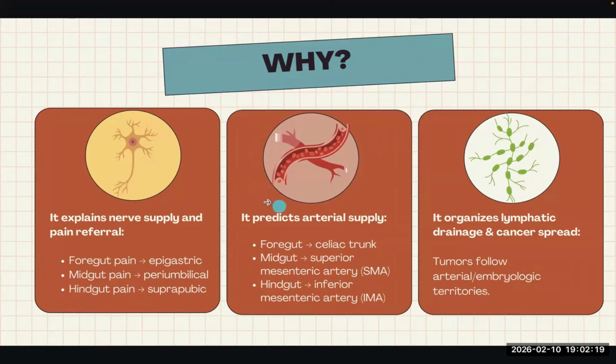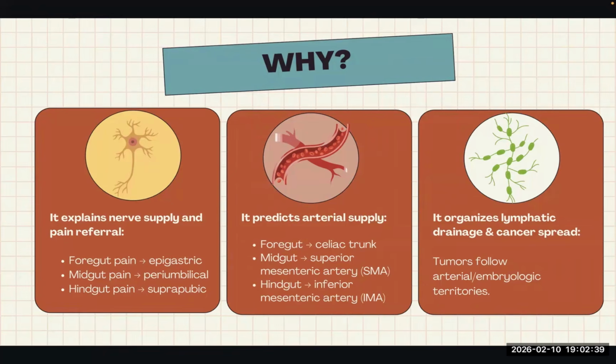If you look also, we have the arterial supply. It's going to help us predict what organs are supplied by what artery. So let's say that the celiac trunk is damaged. What organs are going to be damaged? Well, we're probably going to be thinking of the foregut organs, right? What about the superior mesenteric? Then we're going to think of the midgut organs.